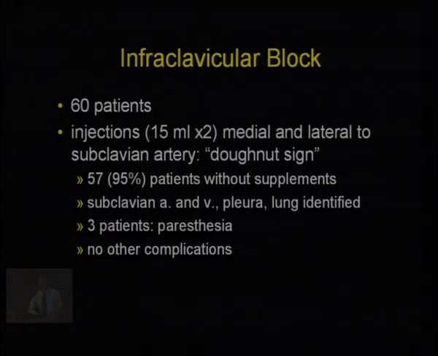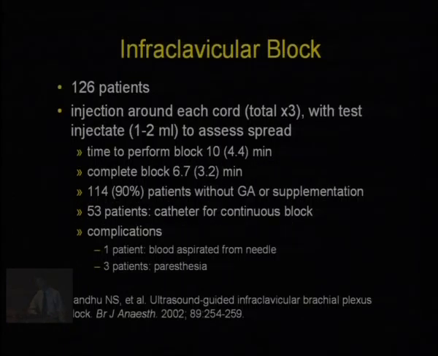They do 2 injections, 1 medial, 1 lateral to the subclavian artery, total of 30 mL, producing a circumferential spread of local anesthetics around the subclavian artery, the so-called donut sign. Using this technique, they were able to achieve 95% surgical anesthesia in patients undergoing arm and forearm surgery, and there were no major complications apart from 3 patients having paresthesia during the procedure.